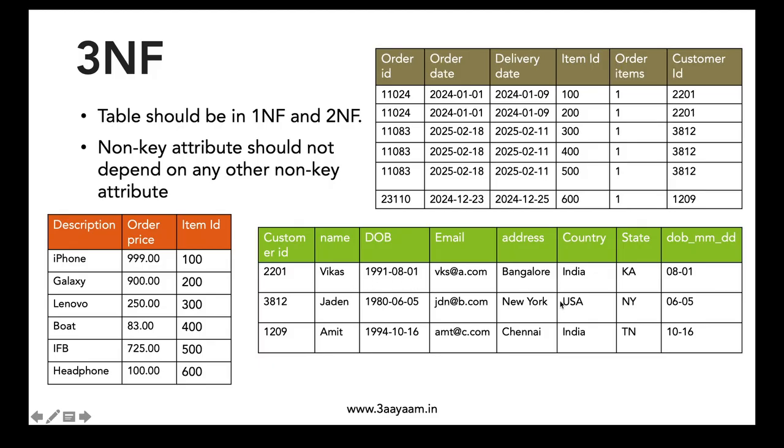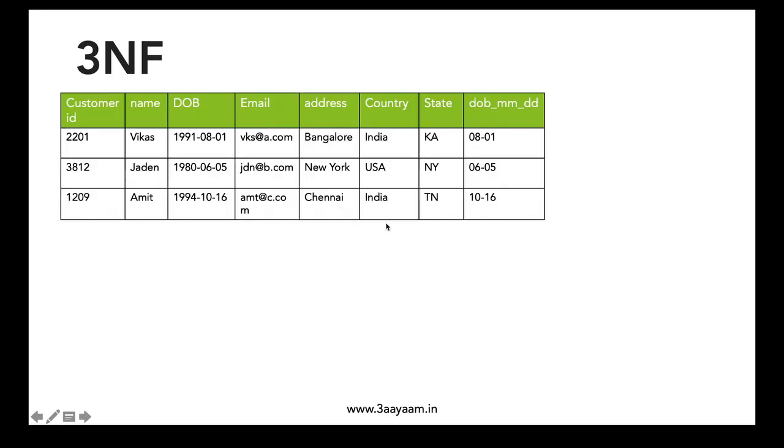Now what about country? Country is also dependent on the customer ID, and state. This is not completely dependent on the customer ID. I think this is dependent on country. And date of birth, MMDD, is actually dependent on date of birth. So let's go a little further and divide this table. So what we see here is that state is actually not dependent on customer ID because state belongs to a country. So state is dependent on a non-key attribute which is country. Same is the case with DOB MMDD. It is not dependent on customer ID, it is dependent on the date of birth.